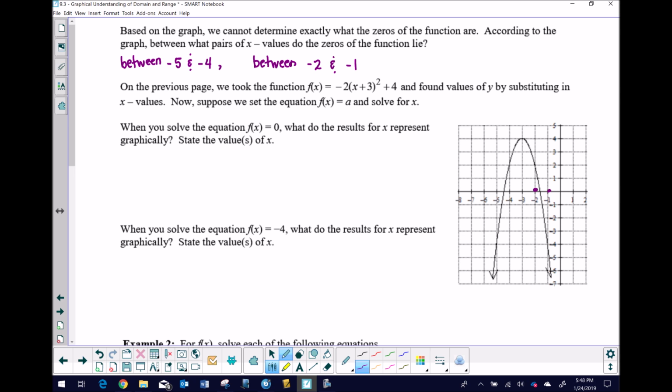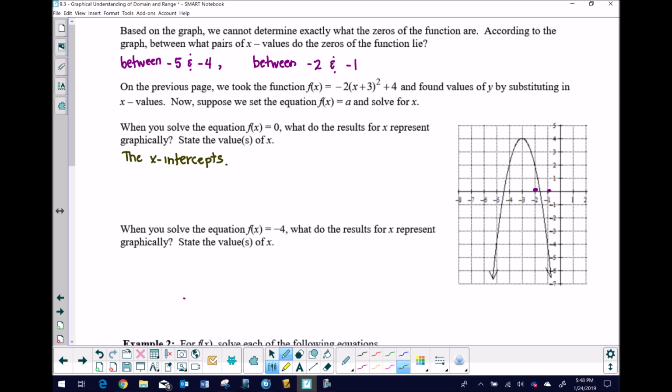Now on the previous page it says we took this function, the same f of x function, and we found values of y by substituting in values of x. Now suppose we set the function f of x equal to some other number, call it a, and we solve for x. Now when you solve the equation f of x equal to 0, what do the results for x represent graphically? Well, we've already mentioned that. They represent the x-intercepts, right, where the graph will cross the x-axis. Now it asks us to state those values of x.